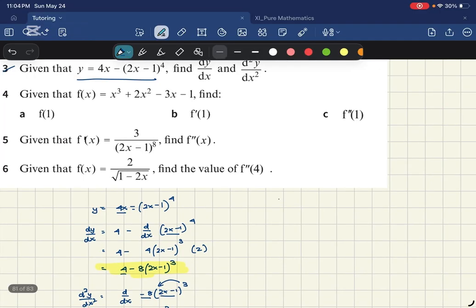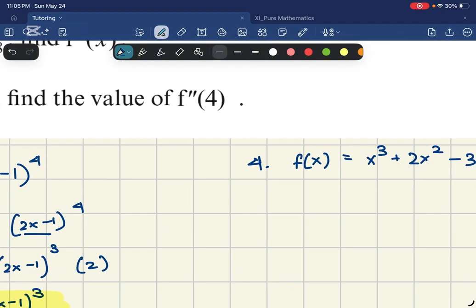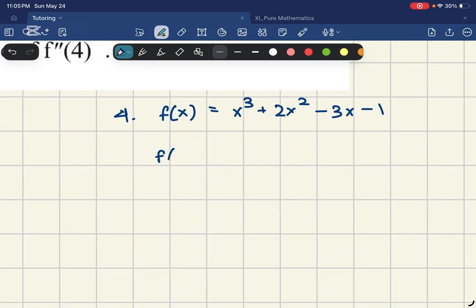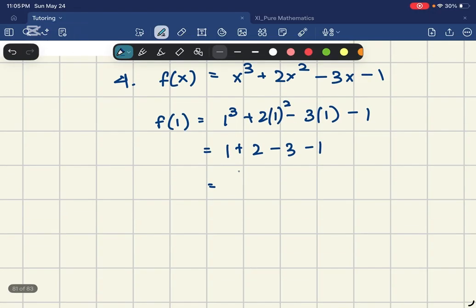So we are given, for question 4, f of x is equal to x cubed plus 2x squared minus 3x minus 1. So we need to find f of 1, f dash of 1, and f double dash of 1. So f of 1 is just you substitute 1 here, right? So 1 cubed plus 2 times 1 squared minus 3 minus 1. So that is going to be 1 plus 2 minus 3 minus 1. So that is going to be negative 1.